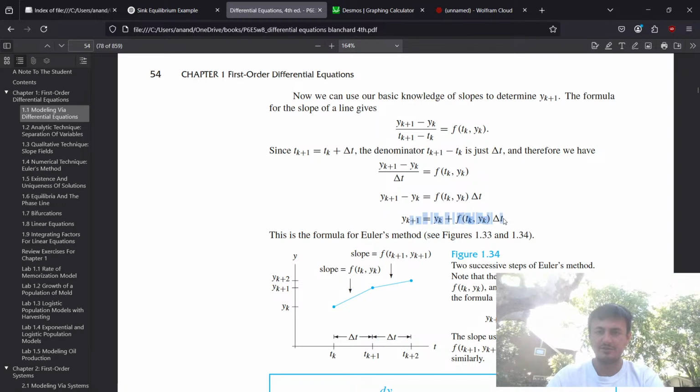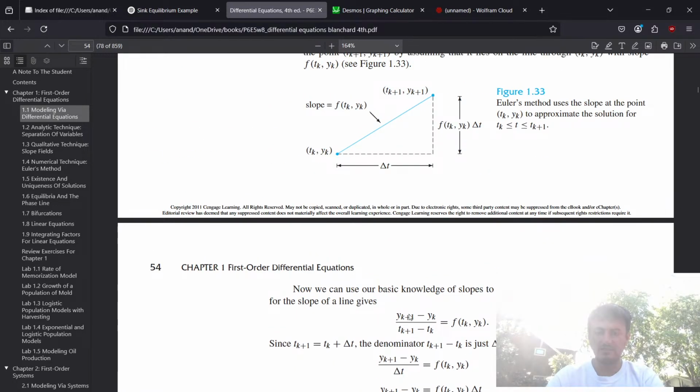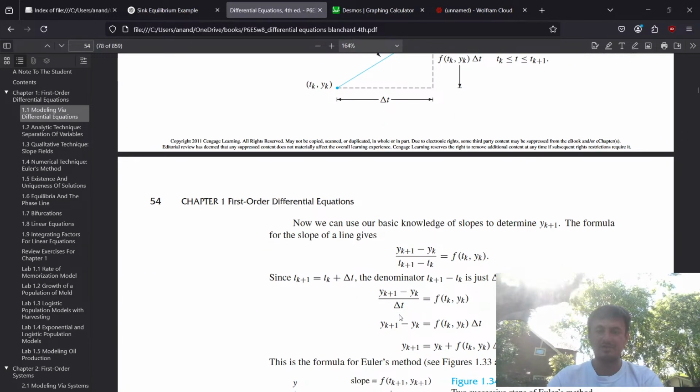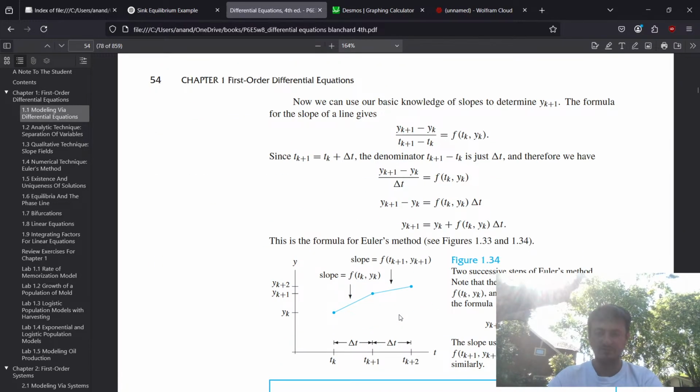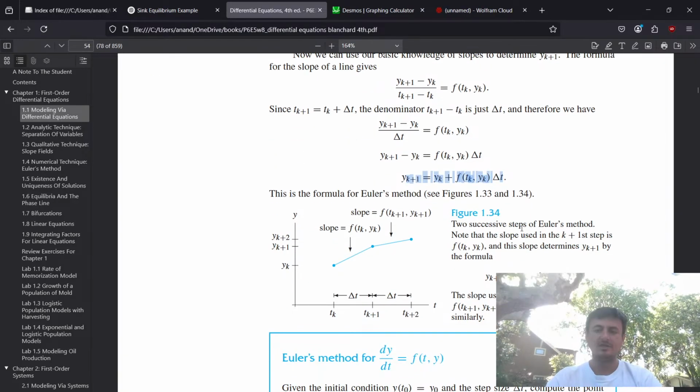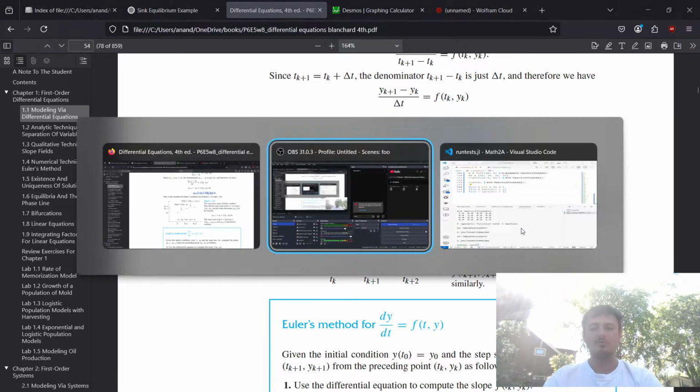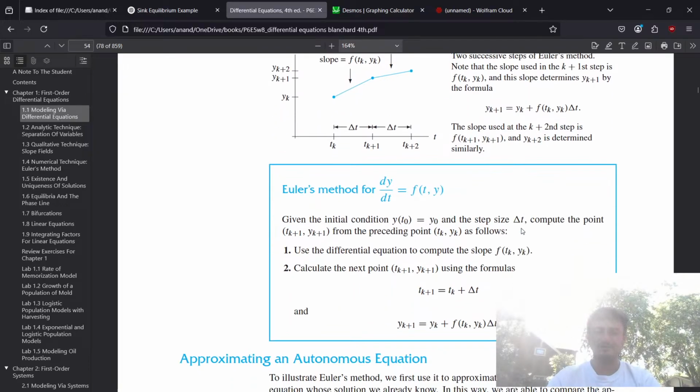And then they actually show the derivation. They say, look, we have this tangent line. It's a super simple derivation. I just don't feel the need to do it. But that's Euler's method. And pretty much higher order, I don't know if they call it order, but whatever.